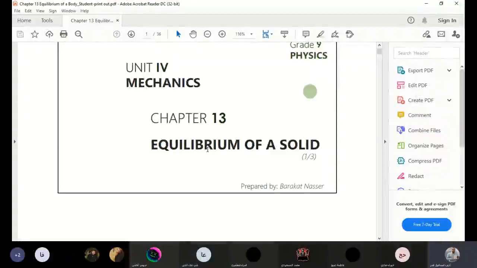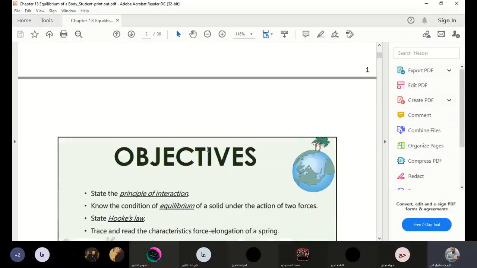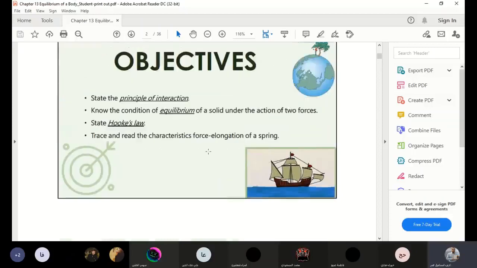Okay. Chapter 13, equilibrium of a solid. State the principle of interaction. Know the condition of equilibrium of a solid under the action of two forces. State Hooke's law. Trace and read the characteristics, force, elongation of a spring.